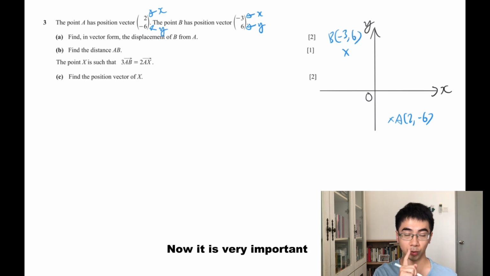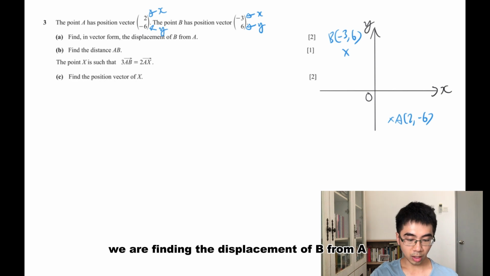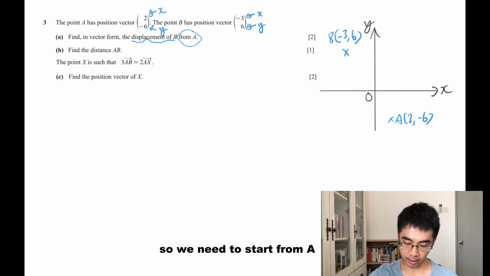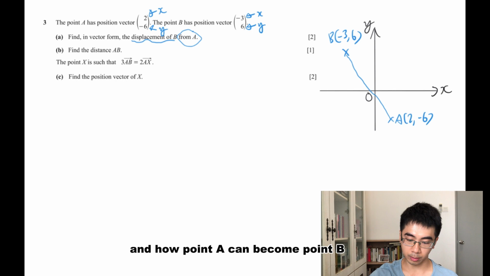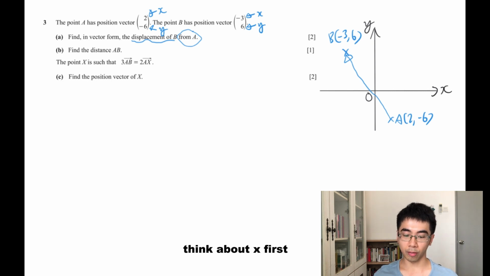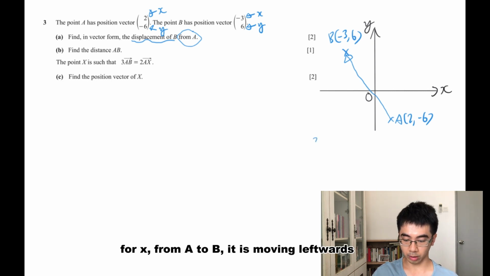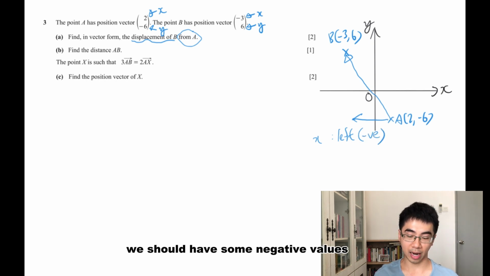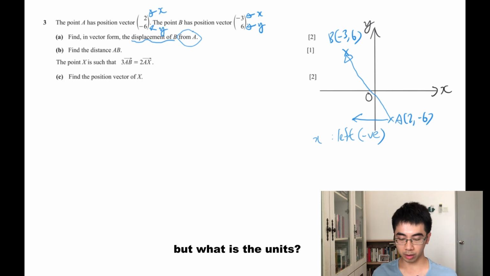Okay, so this is very important. This part is finding the displacement of B from A. We need to start from A and think about how it can become B. So what's the movement or the translation? Think about the x first. For x, A to B is moving leftward. Remember, for leftward we should have negative values. So what's the unit?